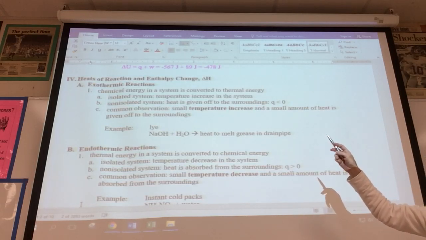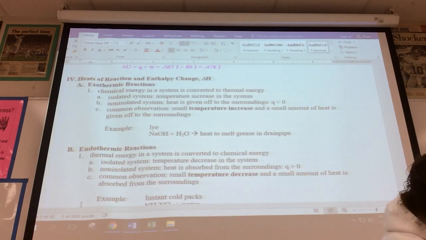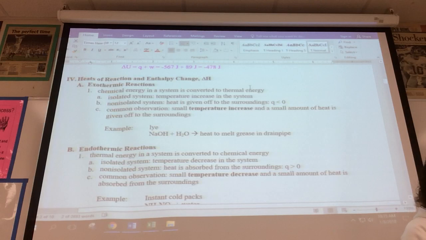In an exothermic reaction, the chemical energy in the system is going to be converted to thermal energy. In an isolated system, you're going to see a temperature increase in the system. And this is a little confusing because you're thinking, oh, heat is given off, you should see a decrease in temperature. Be very careful here and always think about it in regard to what perhaps you feel when you touch that flask or reaction vessel.